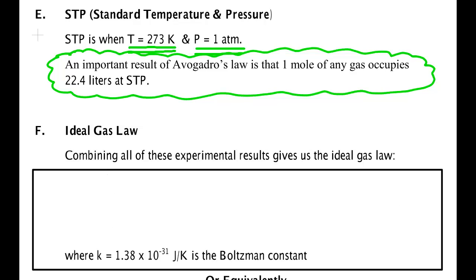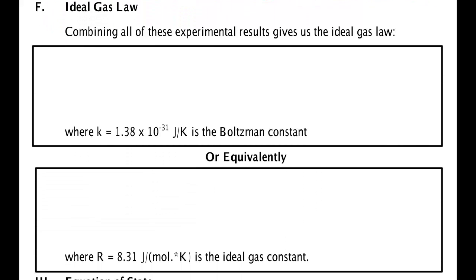Now, the ideal gas law combines all of these facts. And what it says is this: the pressure times the volume, that was Boyle's law, is equal to the number of particles. We knew volume was proportional to the number of particles. That was Avogadro's. And we knew Charles' law said the volume was proportional to the temperature. So there's T. And there's some constant. And that constant is K. So this combines all of the various results that we had before into one nice equation.